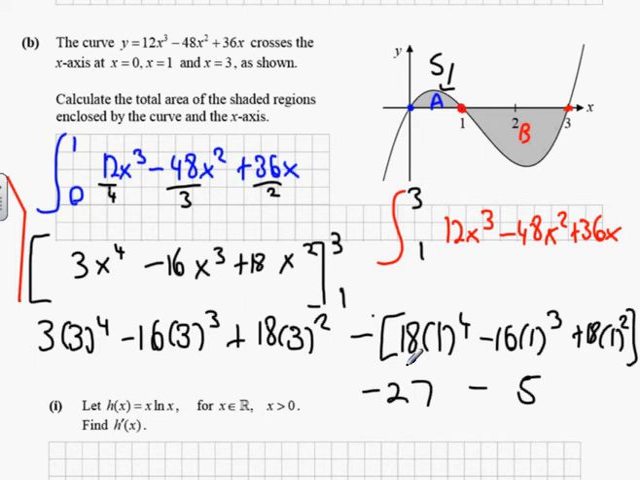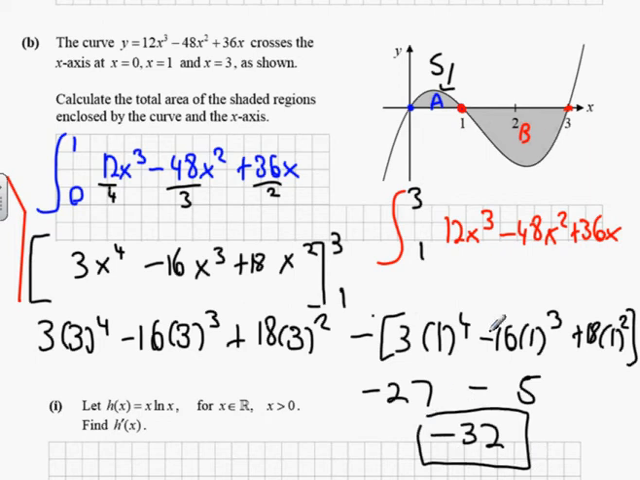So it's going to be minus 27. Oh, sorry, one mistake there. I didn't put that as it. That's a 3. So it's minus 27 minus 5, which gives me an area of minus 32.